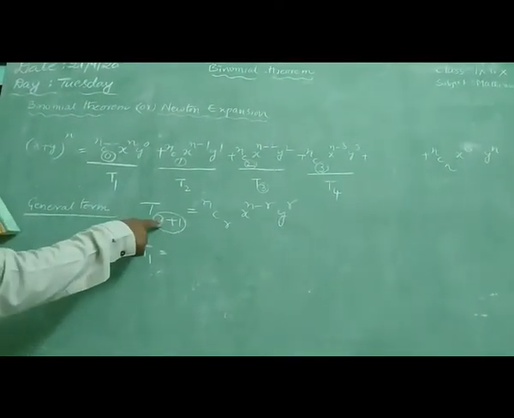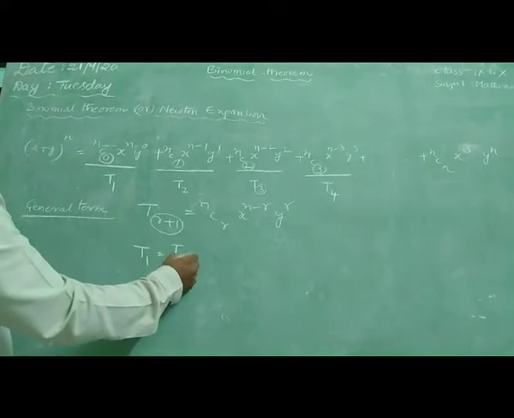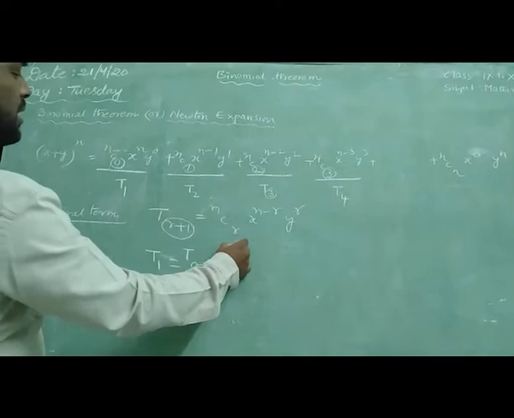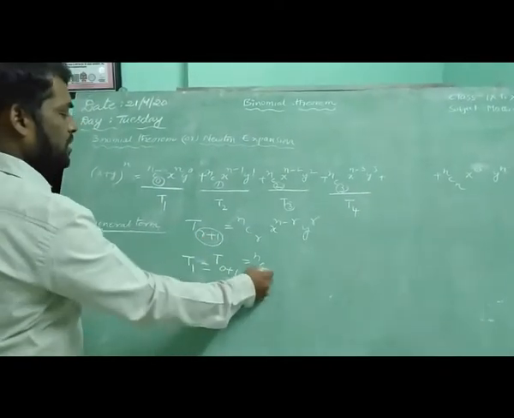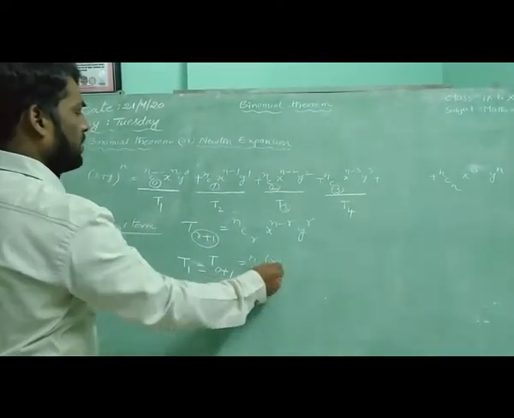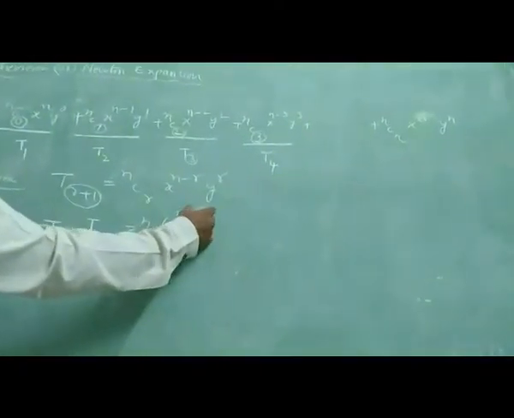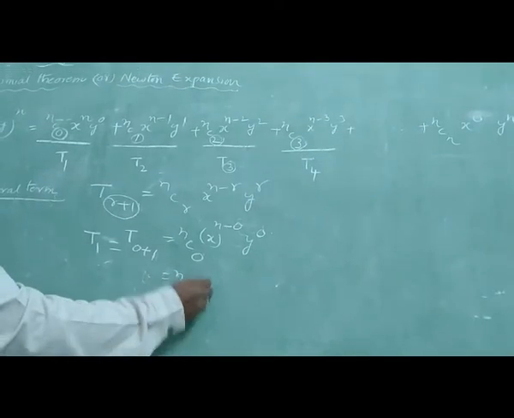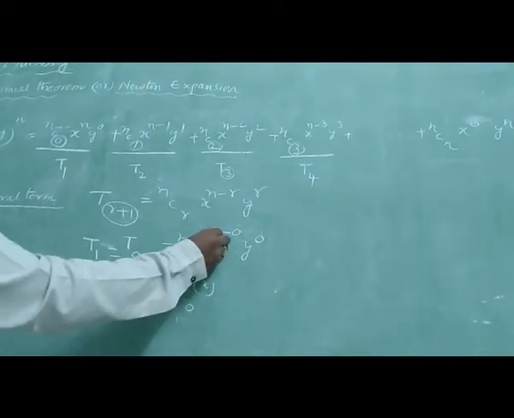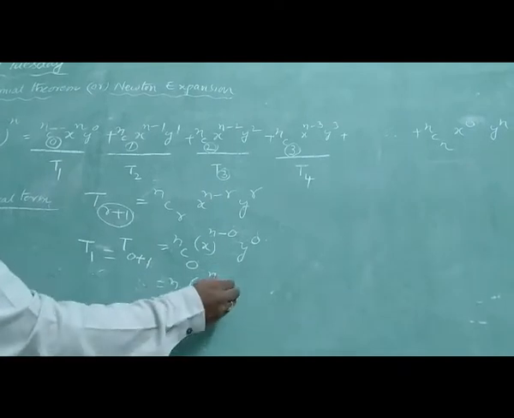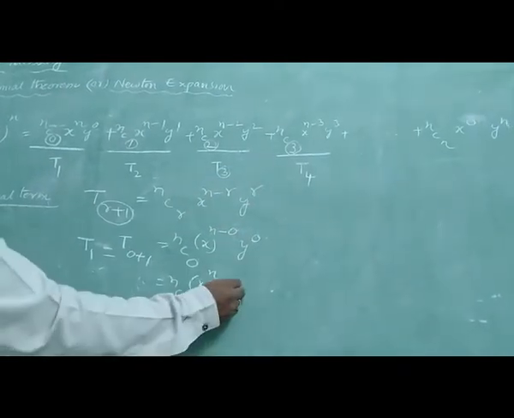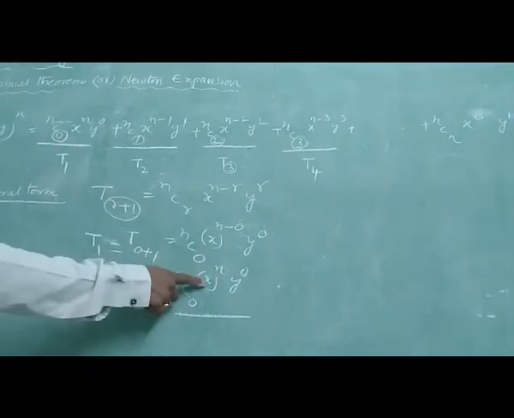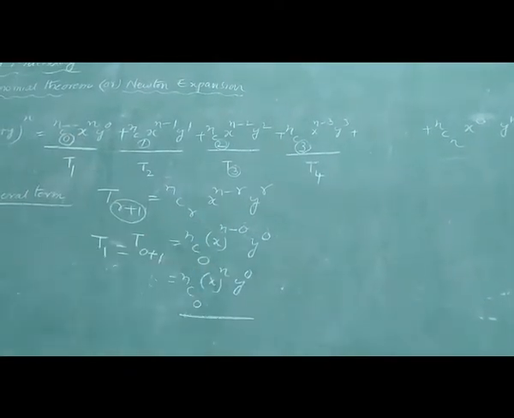Suppose you want to find the first term, how do you get it? When we replace r equals 0, T(0 plus 1) equals nC0, x to the power of n minus 0, y to the power of 0. That is equal to nC0, x to the power of n, y to the power of 0, which is 1. So the first term is nC0 x to the power of n and y to the power of 0.